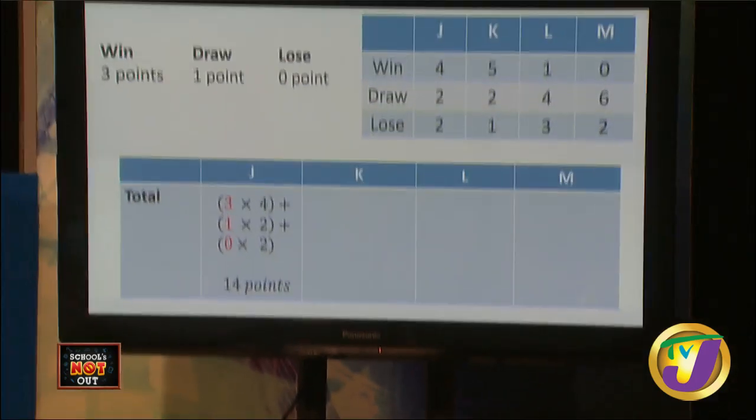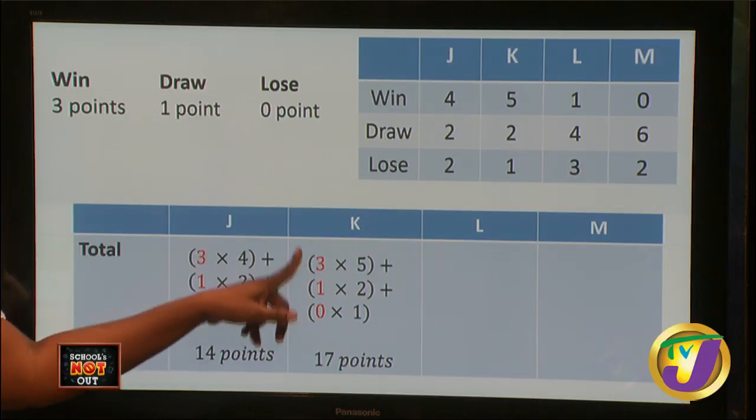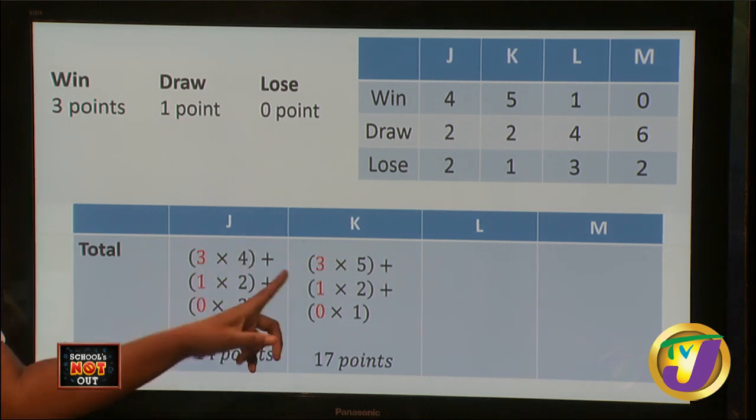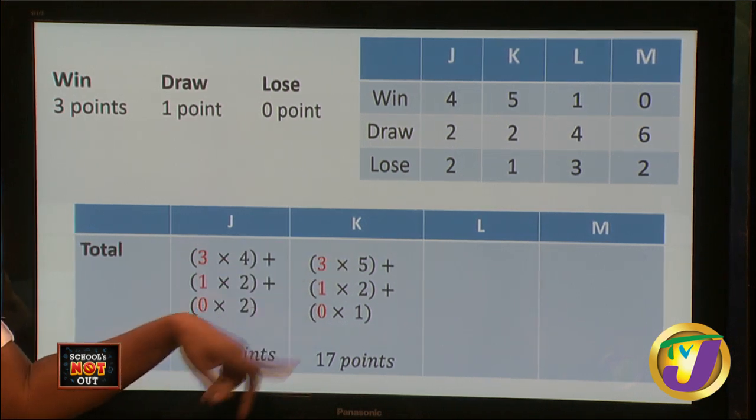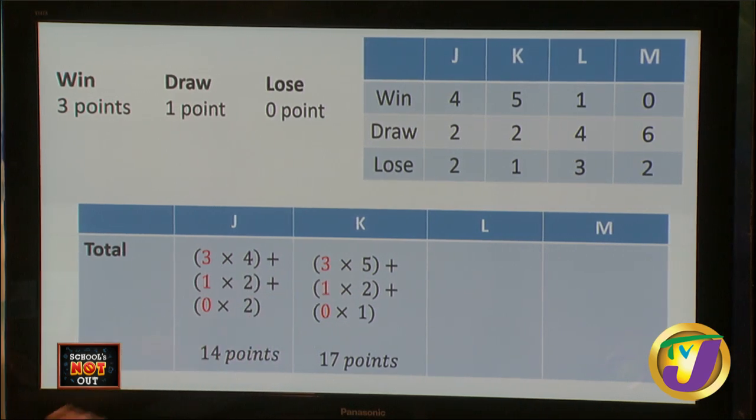So let's look at K. K would have won 5 matches. Right. So it's 5, and we're using the 3 points for each of the matches. So that would be 15 there. Right. 1 point, they drew 2 matches, so that would be 2 more points. So that's 17 points in total.